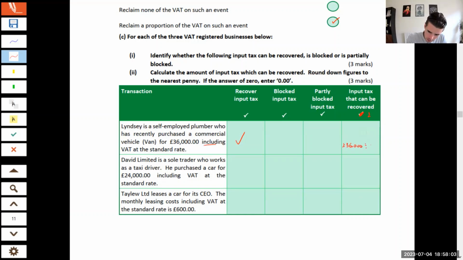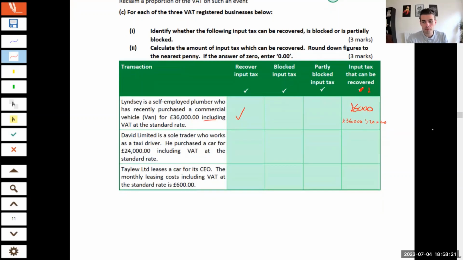36,000. Again, it's different ways you can do it. Divided by 120, times by 20, for example. Again, you can do divided by 1.2, or just whatever way you prefer is fine. But I can see that people are getting the answer of £6,000. Fantastic. Next one.